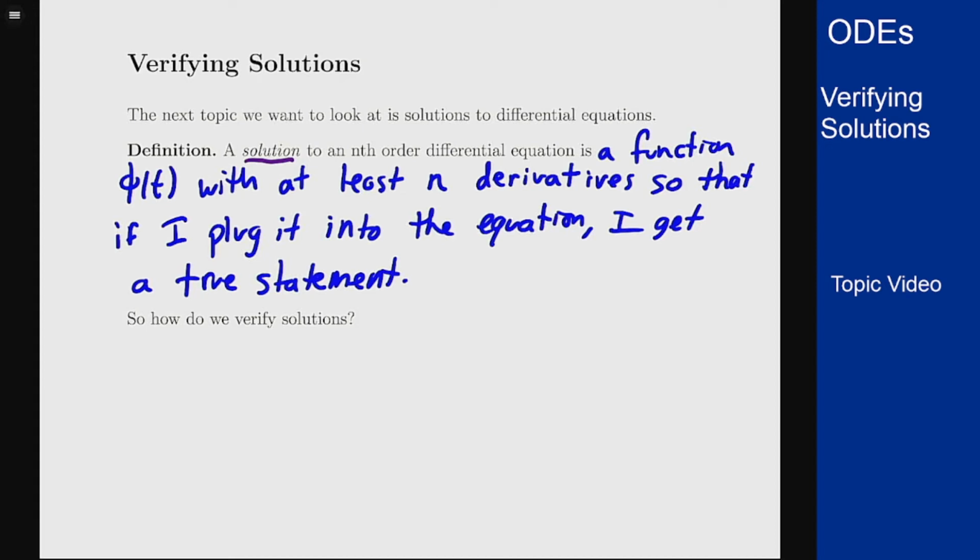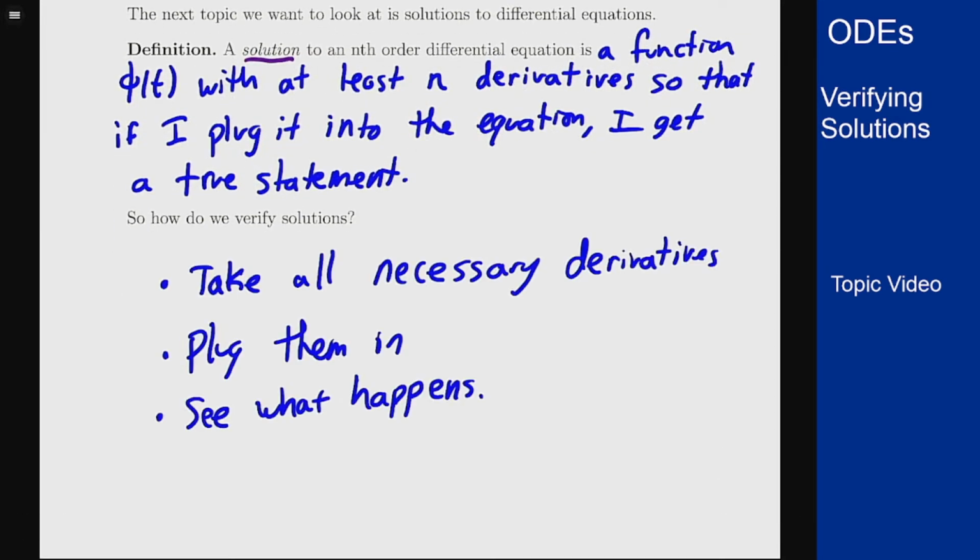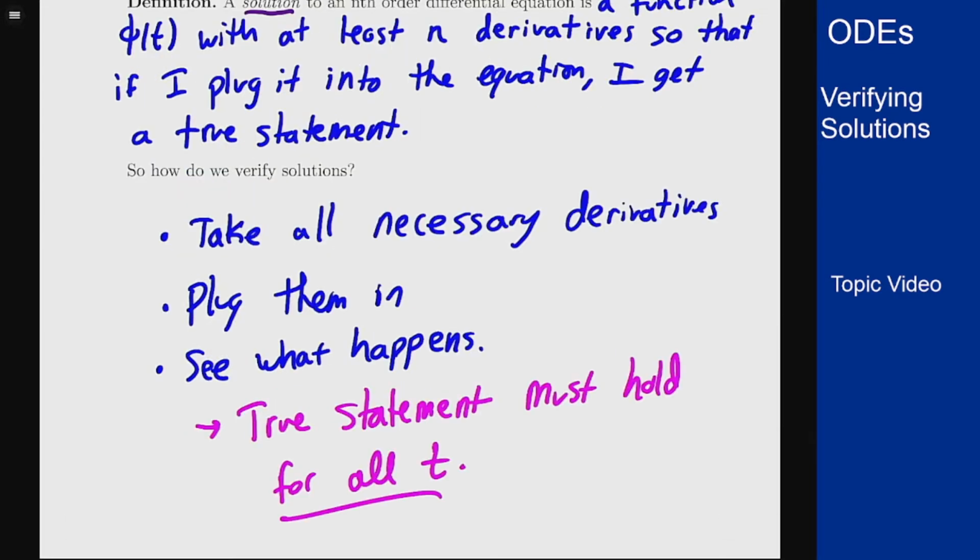So how do we go about verifying solutions? Well, the same way you'd verify a solution to an algebraic equation. I'm going to take the function, take the derivatives that I need, plug it all in, and see what the equation tells me. And if I get a true statement at the end, and I mean a true statement for all t, I don't mean that it holds for some values of t. The true statement must hold for all t, then I know that I have a solution. If it doesn't hold for all t, I don't have a solution. Let's see an example of this.